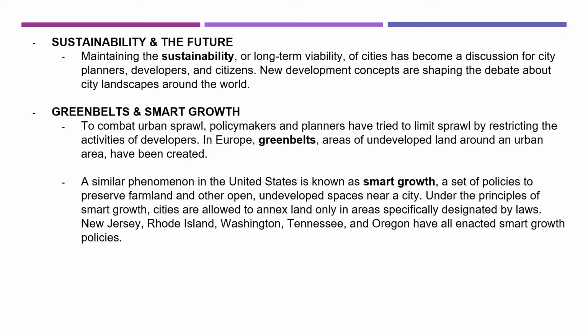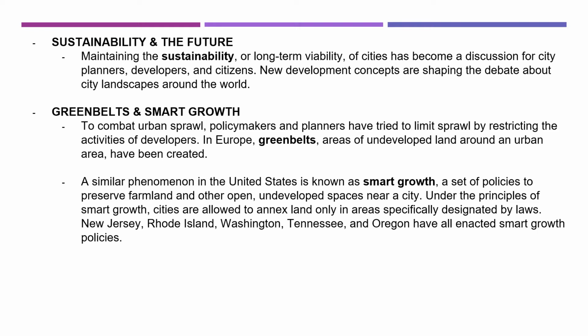To combat urban sprawl, policymakers and planners have tried to limit sprawl by restricting the activities of developers. In Europe, green belts, areas of undeveloped land around an urban area, have been created. So they've basically blocked off these areas surrounding cities and have said you can't build anything here. That's what a green belt is.